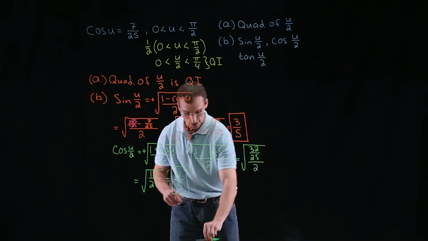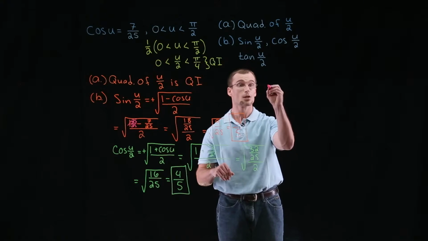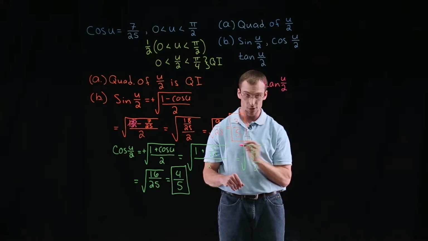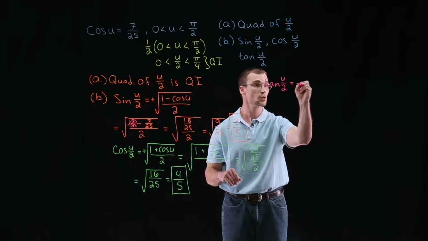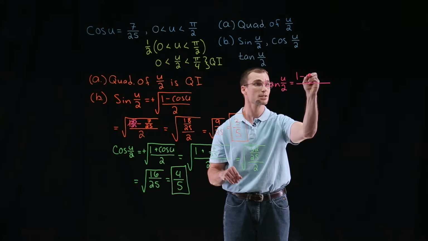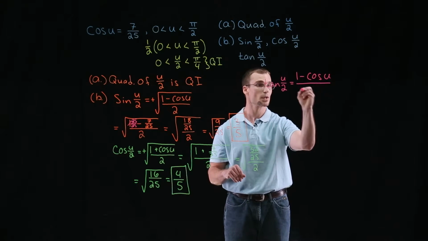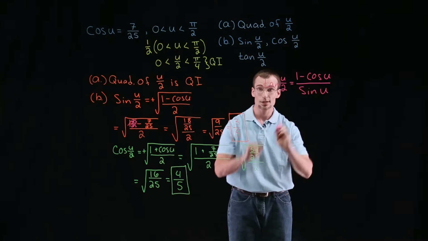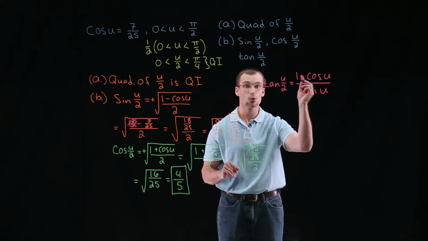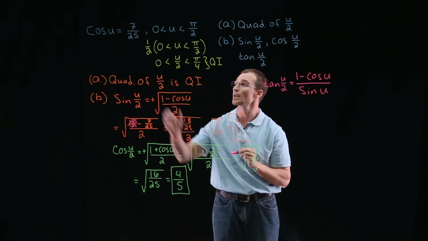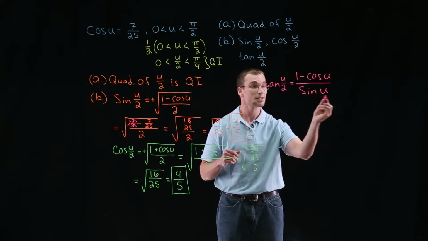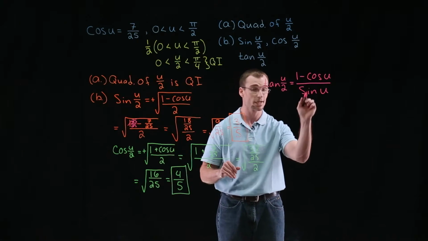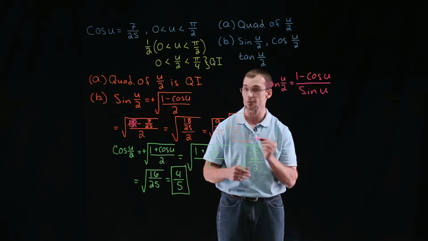And lastly, we want to take a look at tangent. Tangent of u over 2 is equal to, and there are two forms, but we'll take the form (1 minus cosine u) divided by sine of u. Let's take a look at this for a moment. Cosine u is part of our given information, 7/25, and we've been using that. Sine of u we don't have. We know what sine of u over 2 is, so let's not make the mistake of plugging in 3/5 on the bottom. We have to figure out what sine of u is going to be.